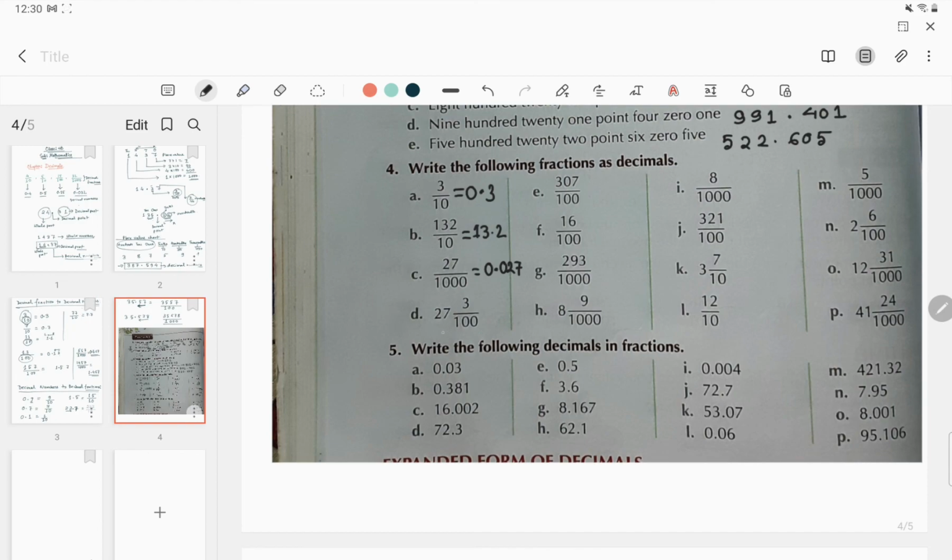Now it is 27 and 3 by 100, so it can be written as 27 plus 3 by 100. Okay, so it would be 27 plus 0.03, so it would be 27.03. Okay, similarly it is 3.07, because 1 is followed by 2 zeros. It is 0.16. It is 0.293, because it is 1000, and it would be 8.009.